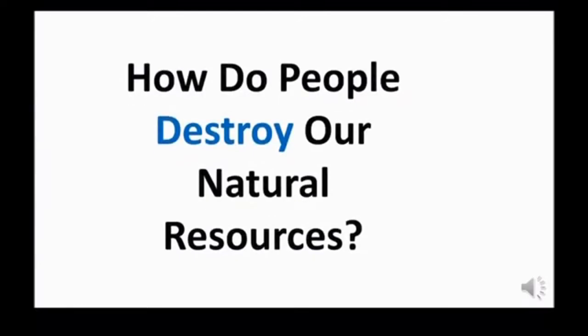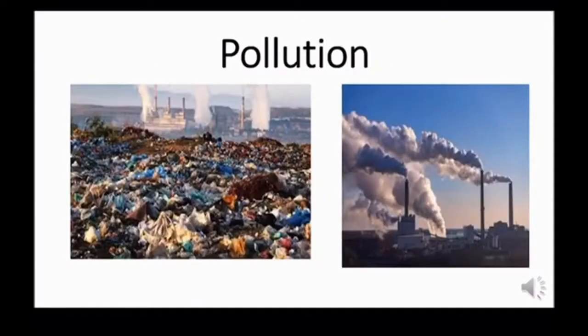How do we destroy our natural resources? Boys and girls, we depend on natural resources to live and to make our lives better. But sometimes the actions of humans can destroy our natural resources. Do you know what these actions are? Yes, you remembered. The P word, pollution. Pollution means when we make our environment unhealthy or dirty. So we can make our land dirty, and we can make our atmosphere dirty.